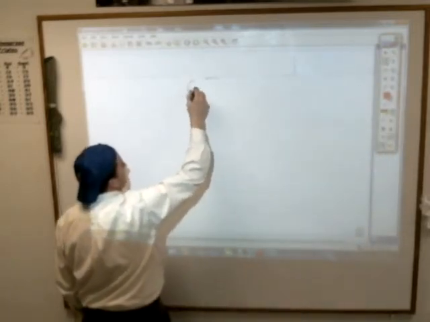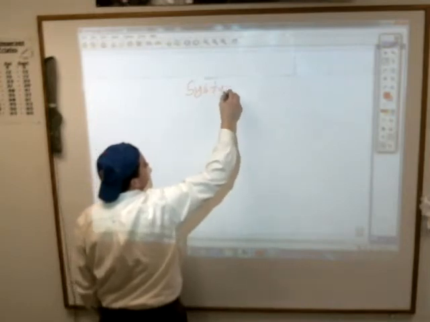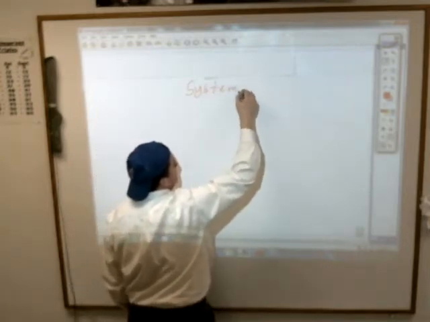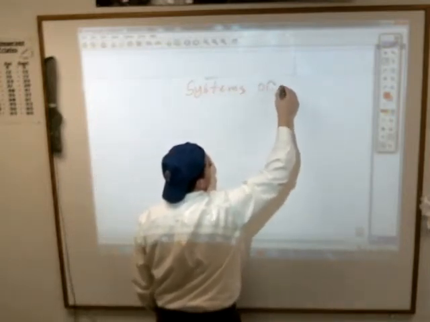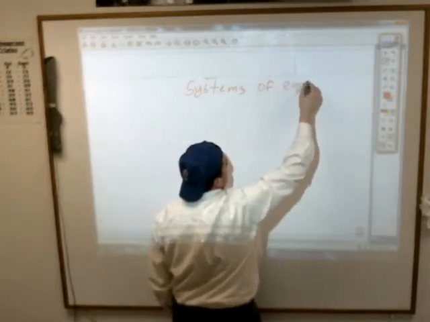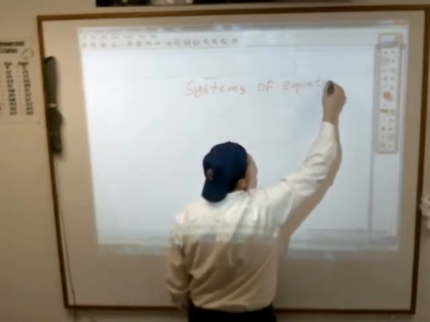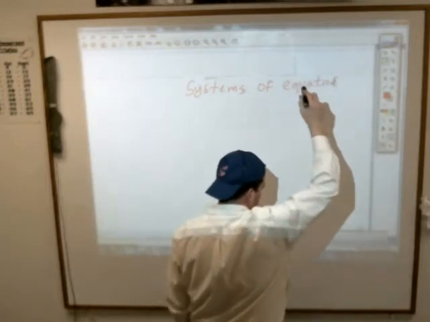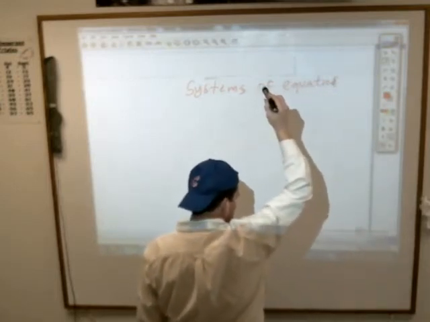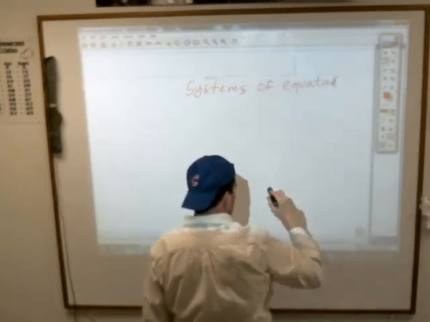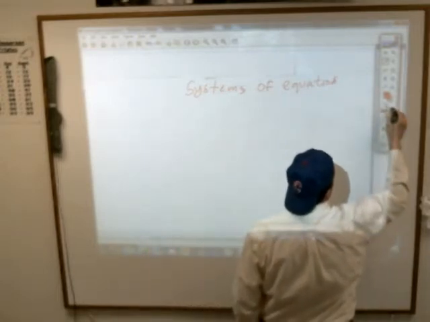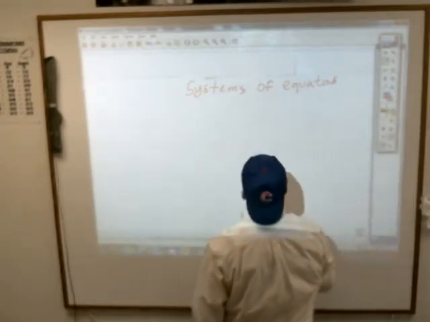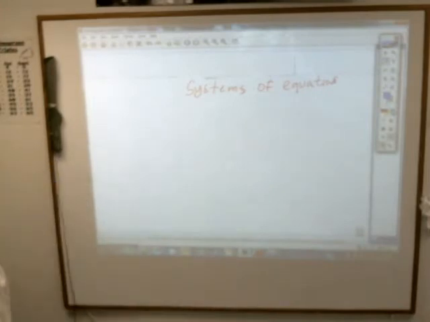Under systems of equations. What page? What page? 437. Systems of equations there. Take a look at the page there. I just want you to write in your notes that little graph where they have there.